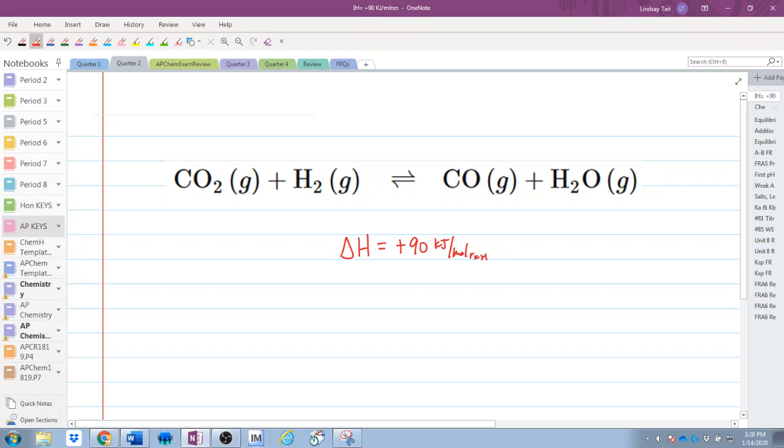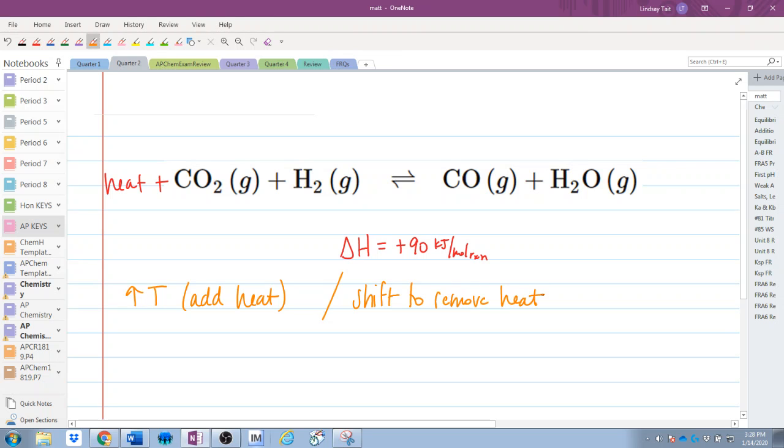What that means is that I can think of heat as being its own reactant. This reaction, the forward reaction, requires heat. Heat needs to be put into these reactants in order to form products. And therefore, when I start changing temperature, I can say if I increase temperature, that would be similar to adding heat. So what the system is going to do is it's going to respond by shifting to remove the heat.